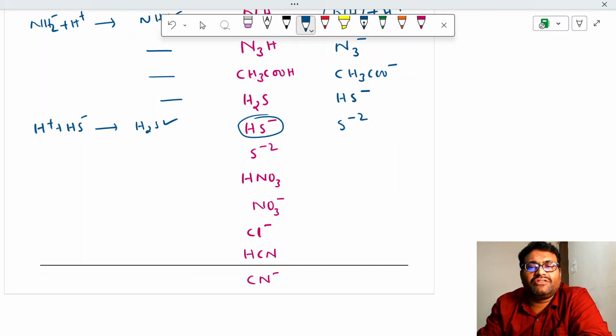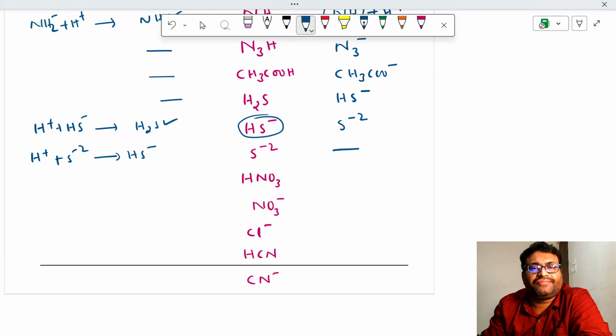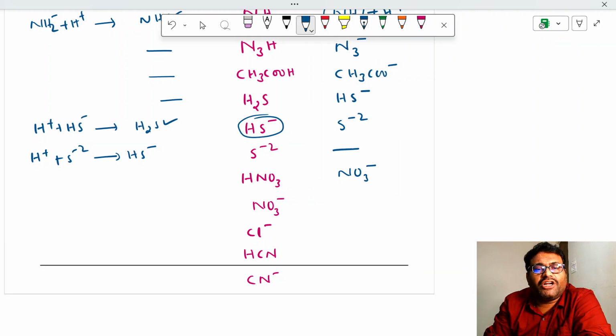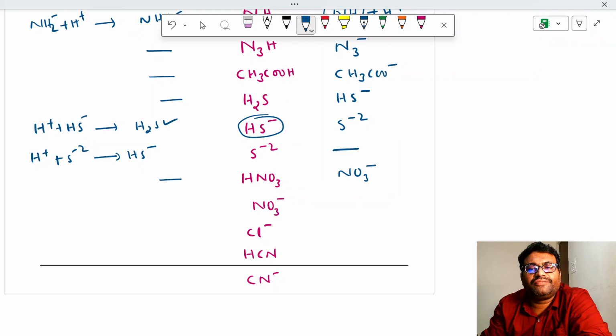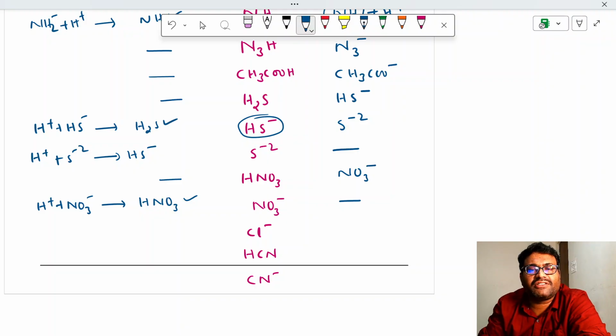So is there hydrogen in S minus 2? No. So no possibility of removal of a proton. Is there a possibility to add a proton? Yes. H plus and S minus 2 gives you HS minus. HNO3, yes, NO3 minus is the conjugate base. Is there a possibility to add a proton to NO3 minus? No, not possible, as there is no proton here. Can you add H plus? Yes, H plus and NO3 minus gives you HNO3. So HNO3 is the conjugate acid of NO3 minus.